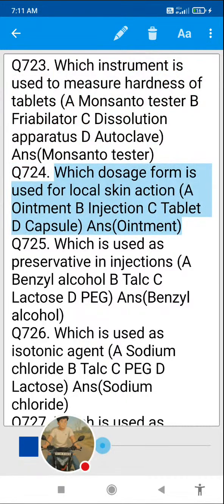Q724. Which dosage form is used for local skin action? A. Ointment. B. Injection. C. Tablet. D. Capsule. Ans. Ointment.